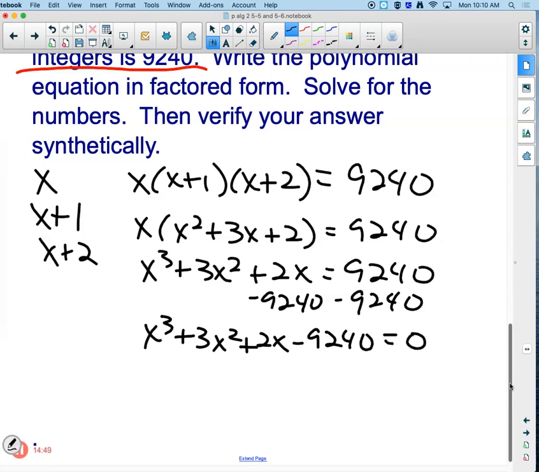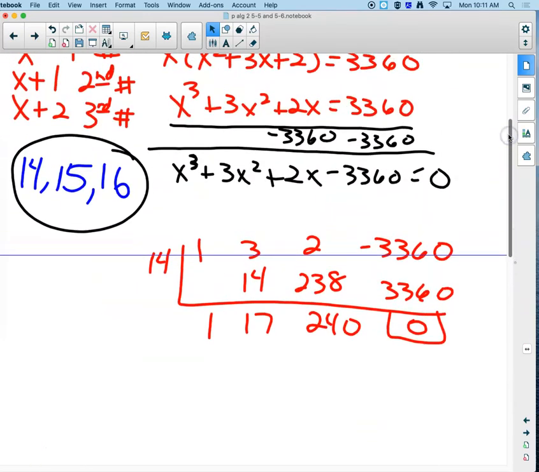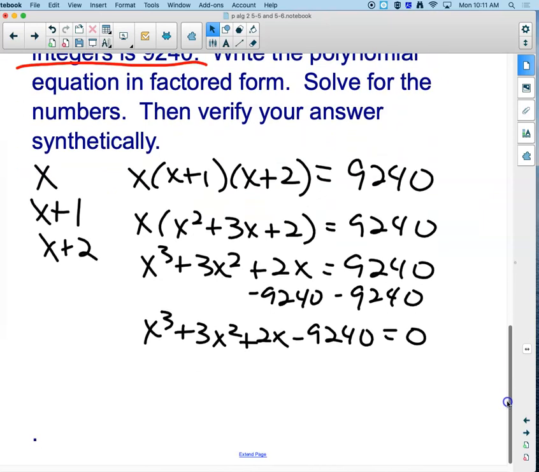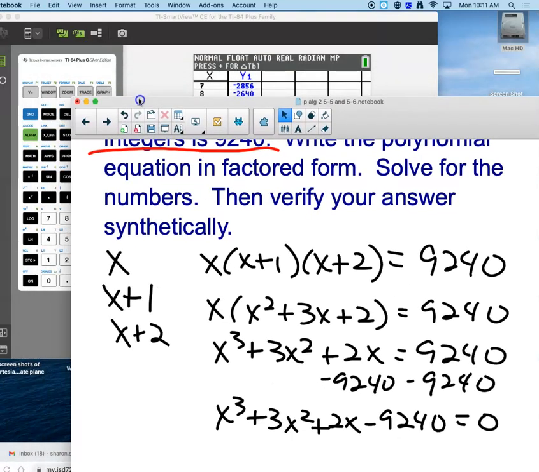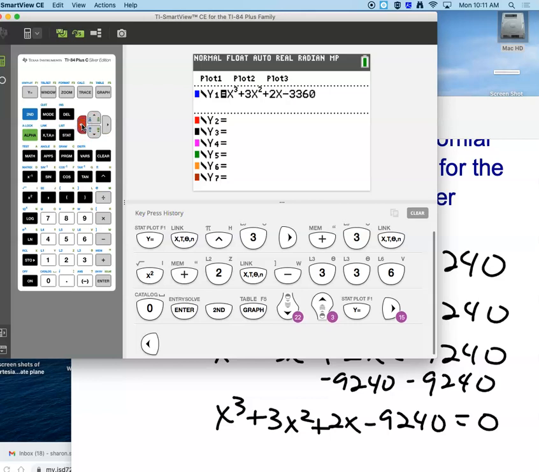All right, I got the x to the third on that one this time. Do we expect these numbers to be bigger or smaller than the other problem that we did? Got to be bigger, right? Because our original 3 multiplied to 3360. This multiplies to 9240. So again, let me see if I can get that down there so I can see it. And there's our x cubed plus 3x squared plus 2x. I really just have to change the 3360 to 9240.